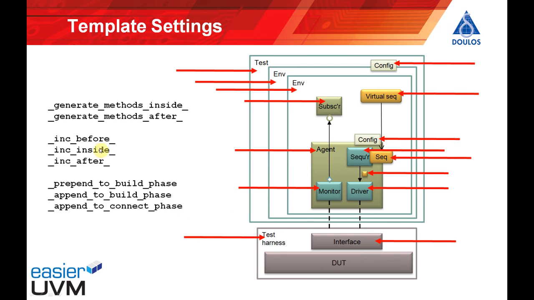So for each class or module, there are settings such as inc before, inc inside and inc after to have your own code inserted before, inside or after the construct. And then there's some more specialised settings as well. So for particular classes, you might be able to set to have code prepended at the front of the build phase method, at the back after the build phase method, or after the connect phase method, just to show you some of the commoner examples. And you can see from this diagram here that you can control and have your own code inserted pretty much anywhere within the automatically generated code.